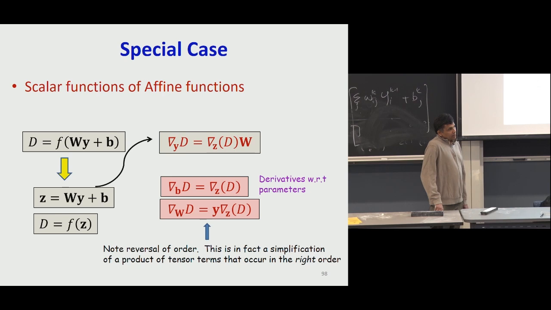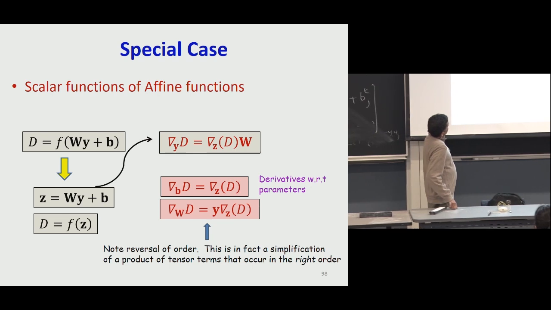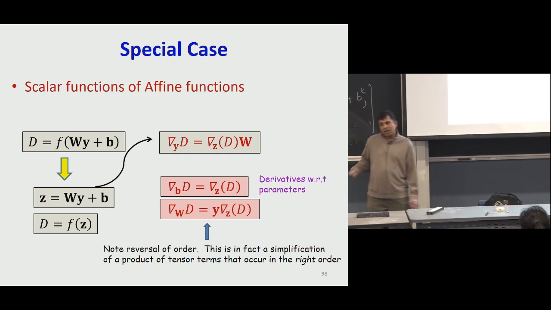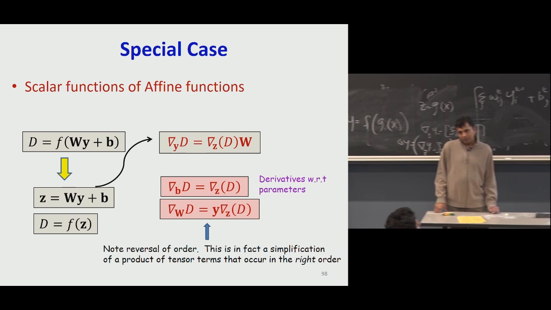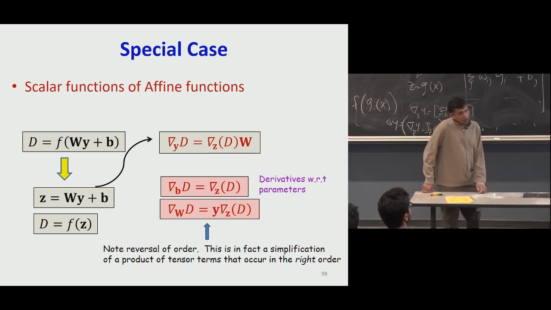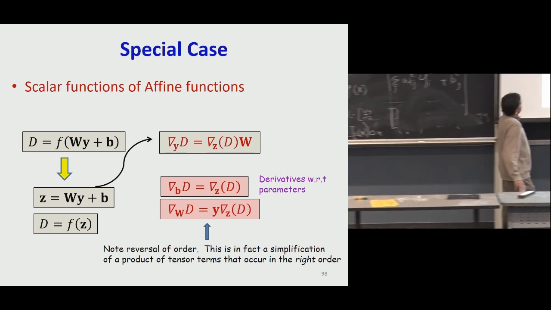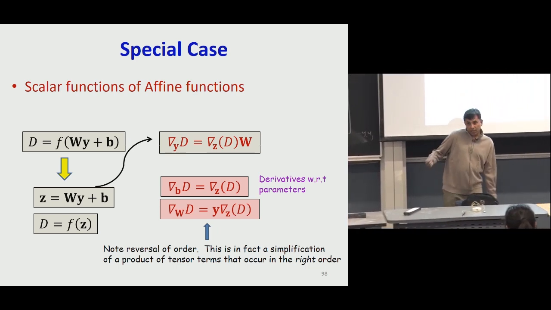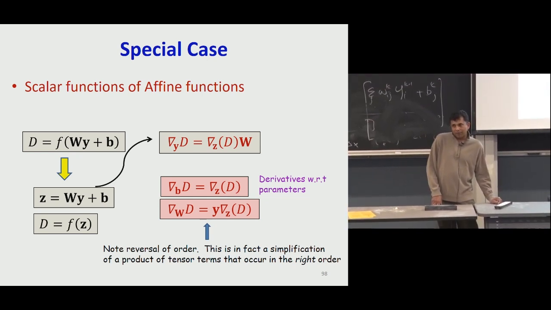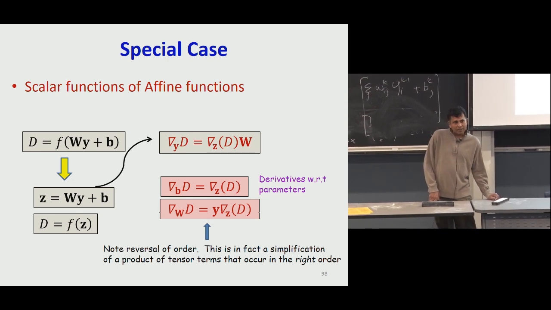One final term over here: if I have some d equals f of an affine function of y, then in this case z is simply W y plus b, right? So the derivative of d with respect to y is simply going to be the gradient of d with respect to z times W. This is just a straightforward application of the previous rule. We also know that the gradient of d with respect to b is simply going to be the gradient of d with respect to z, because z and b are identically related in terms of changes, right?